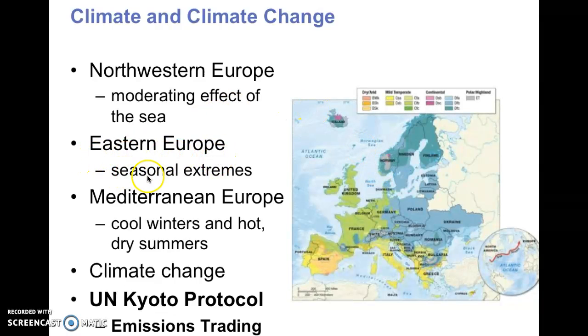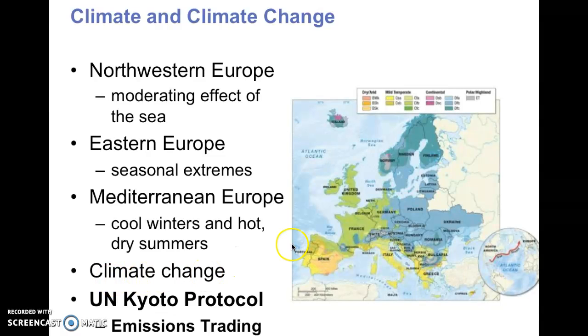Eastern Europe, on the other hand, is separated from this, and so it has a more continental climate, with very extreme seasonal differences: hot summers, very cold winters, typically very cold. Mediterranean Europe, which is this region down here, has cool winters and hot, dry summers, much like the weather in California. Same Mediterranean climate.